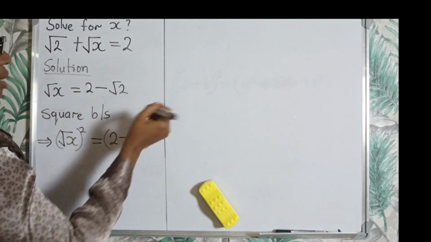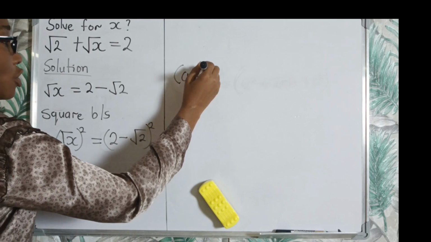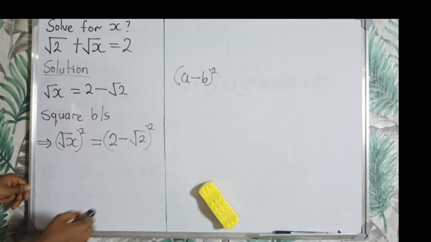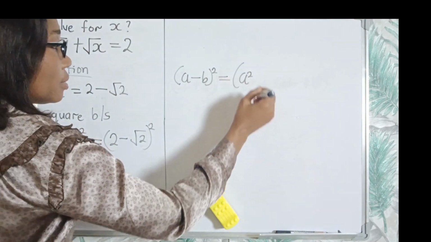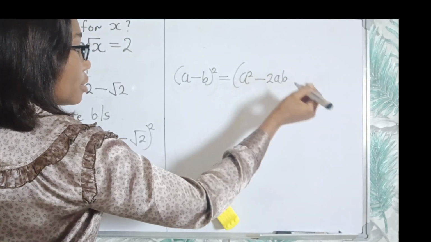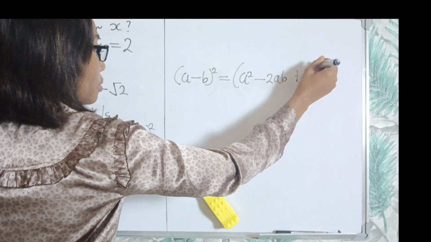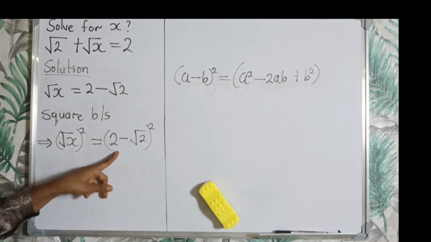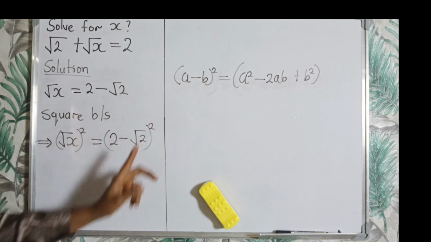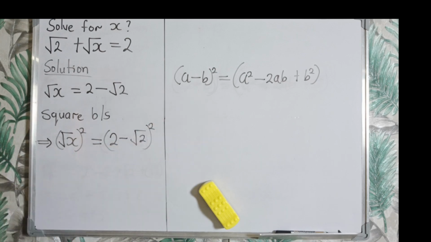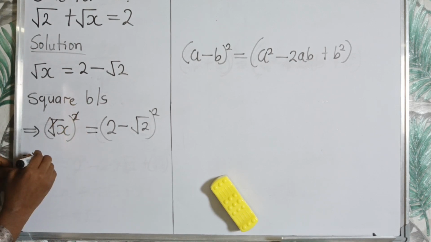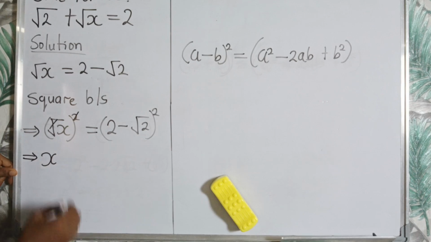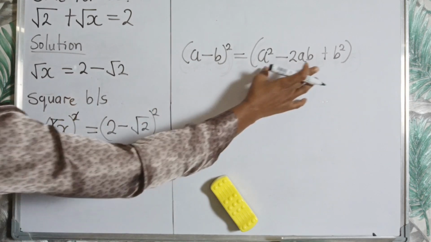Okay, I want you to remember that if you have a minus b squared, this is equal to a squared minus 2ab plus b squared. So in this case, 2 represents our a and root 2 represents our b. So let's solve further. So over here, this square will cancel the root. So we now have x standing alone, and this is equal to, so let's apply what we have here.